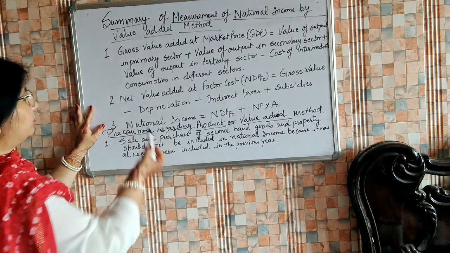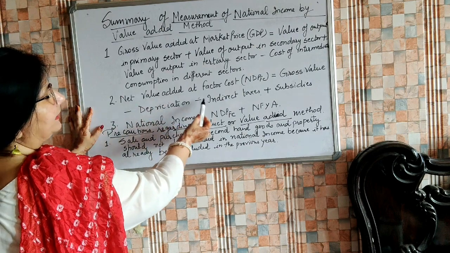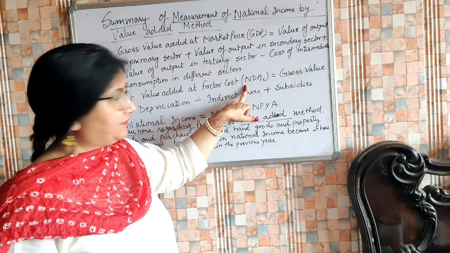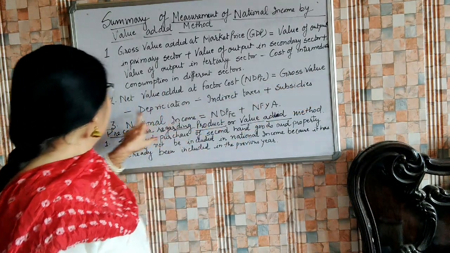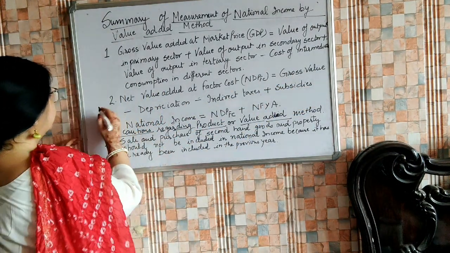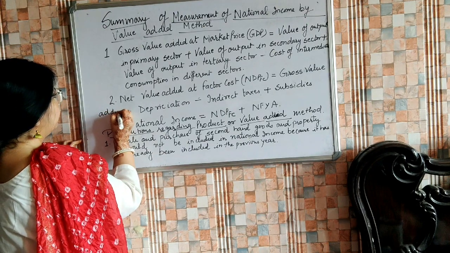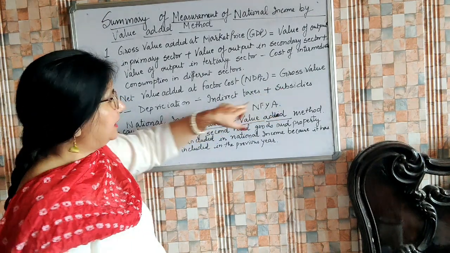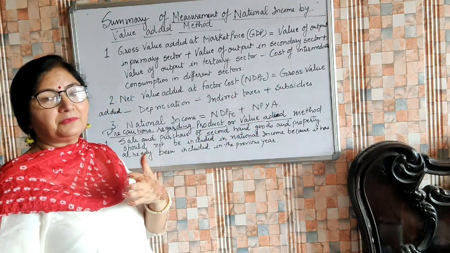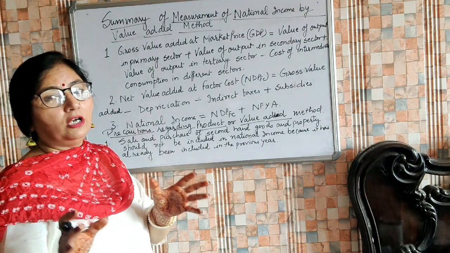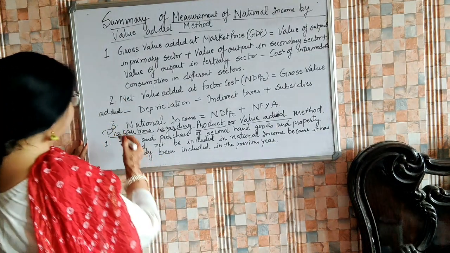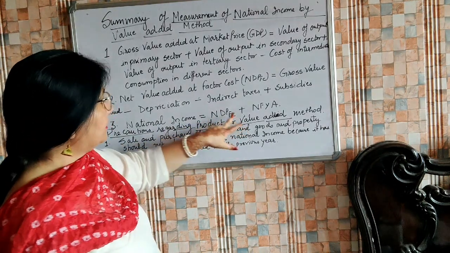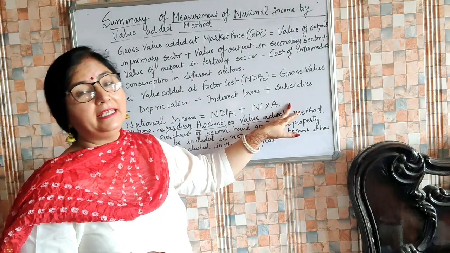Now, the second formula is net value added at factor cost, that is also known as NDP at FC. Gross value added minus depreciation minus indirect taxes plus subsidies, and indirect taxes minus subsidies gives us the NIT or net indirect taxes. And the last formula, national income: for that we will calculate the NDP at FC and add net factor income earned from abroad.